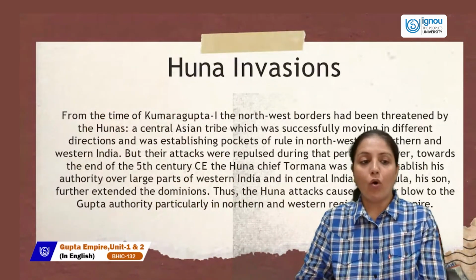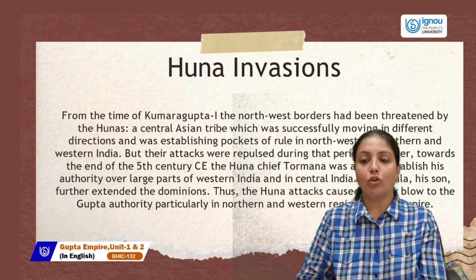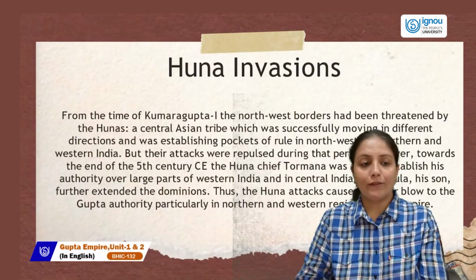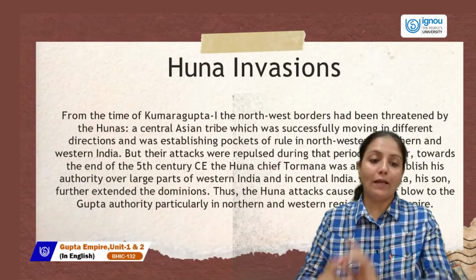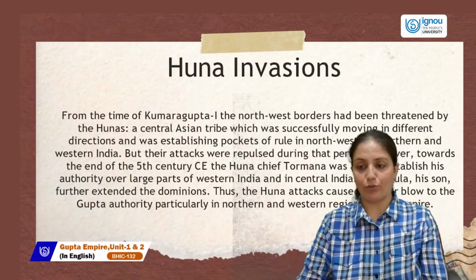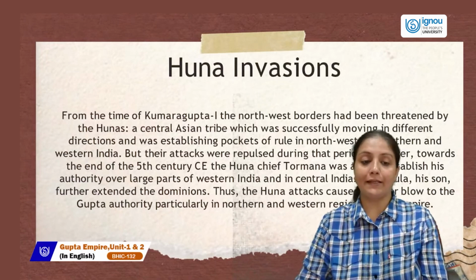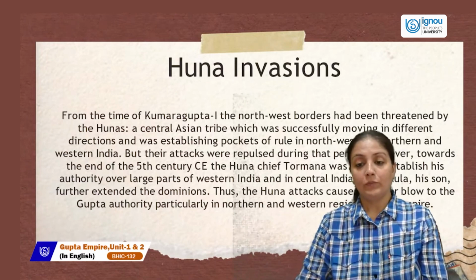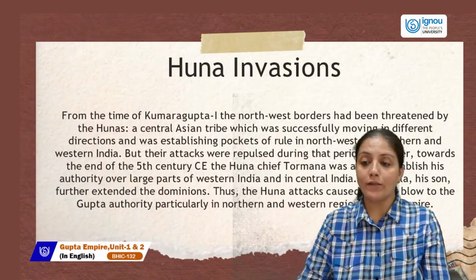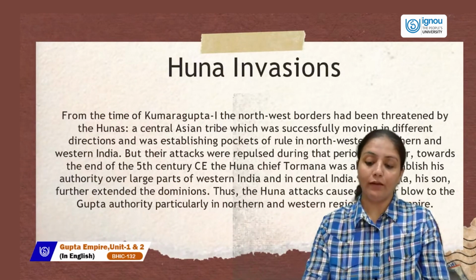However, towards the end of the 5th century CE, the Huna chief Tormana was able to establish his authority over large parts of western India and central India also. Mihirakula, his son, further extended the dominions. Thus, the Huna attacks dealt a major blow to Gupta authority, particularly in the northern and western regions of the empire.